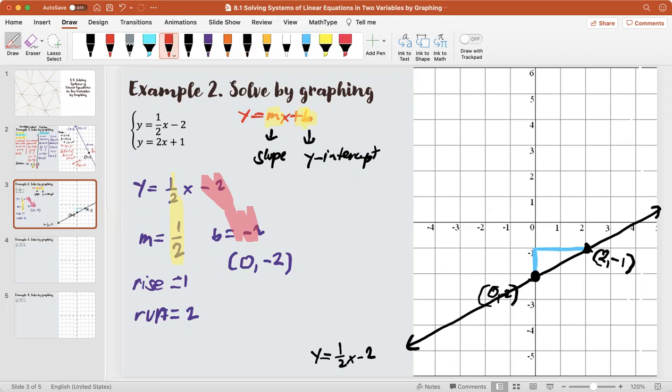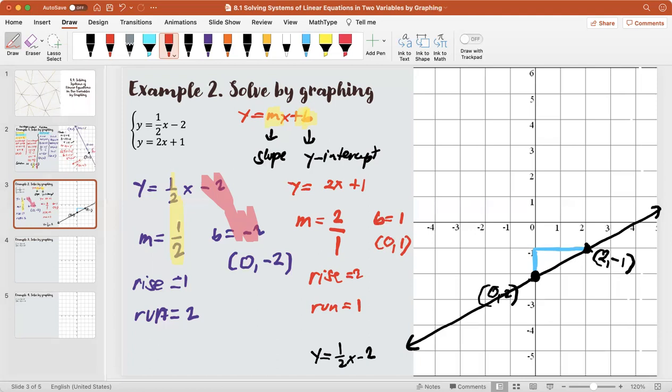Let's go to another line, y equals 2x plus 1. What do you think is the slope here? 2. But we need a denominator. What's the denominator of 2? 1, because we need the run. And the y-intercept is equal to 1. Coordinates of that, 0, 1. So our rise here is equal to 2. Run equals 1. So let's plot this one out.